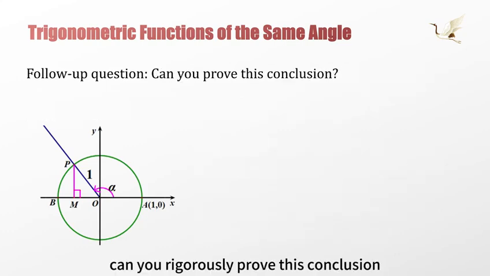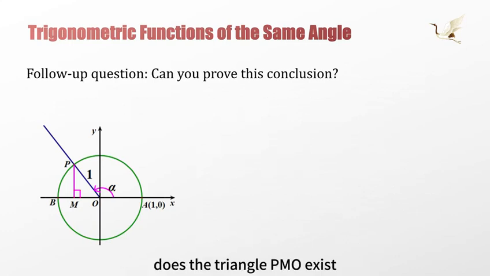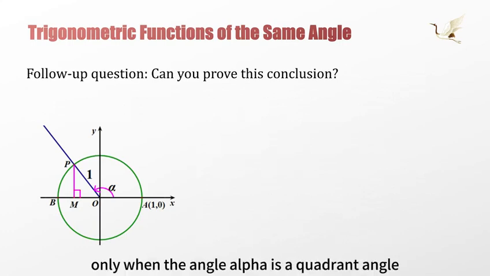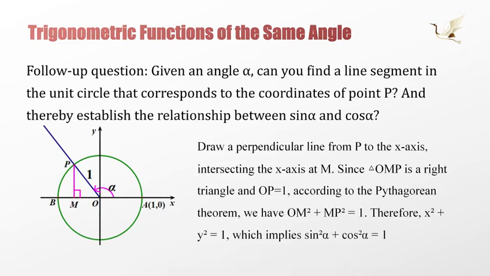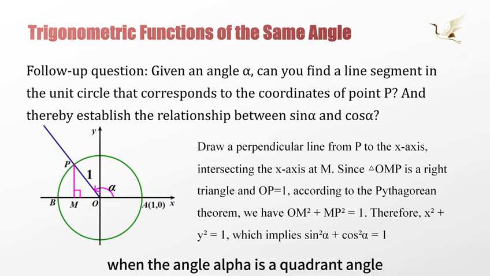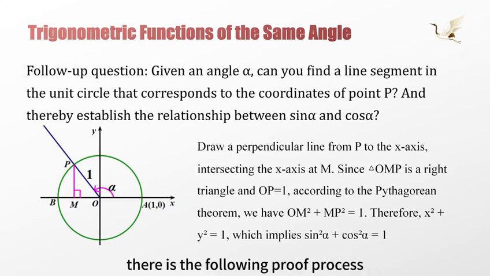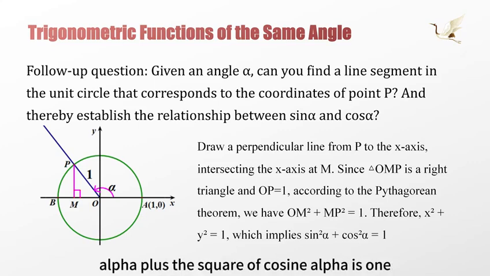Can you rigorously prove this conclusion? Does the triangle PMO exist when the angle alpha is any angle? Obviously not. The triangle PMO exists only when the angle alpha is a quadrant angle. So to prove this conclusion, first we need to discuss by cases. When the angle alpha is a quadrant angle, there is the following proof process. We can conclude that the square of sine alpha plus the square of cosine alpha is 1.